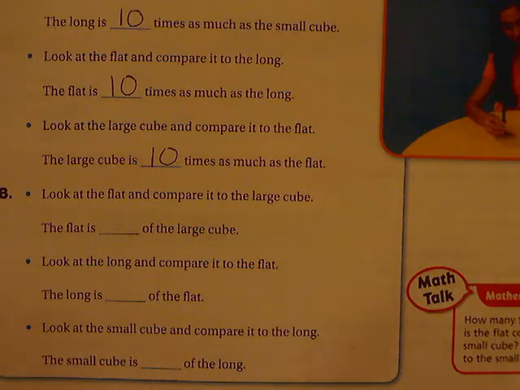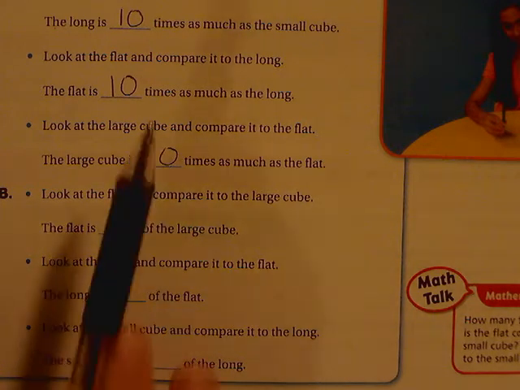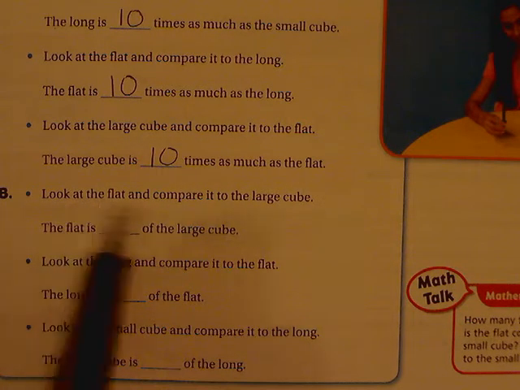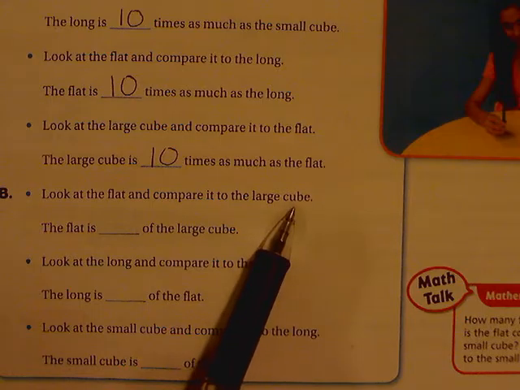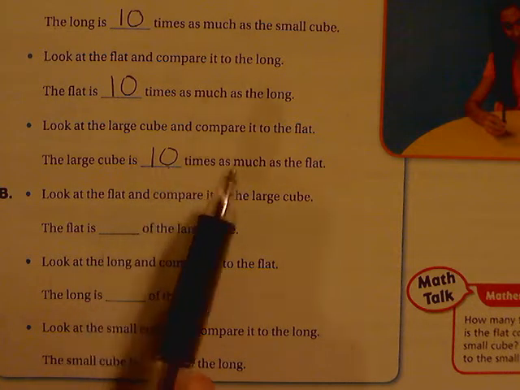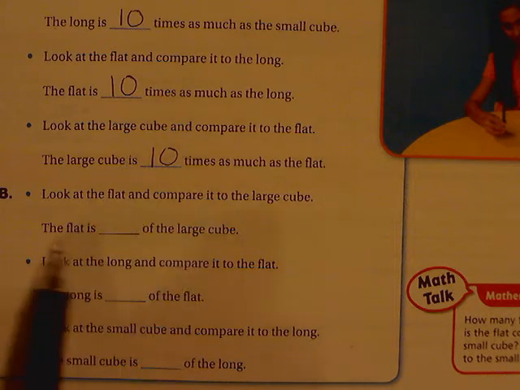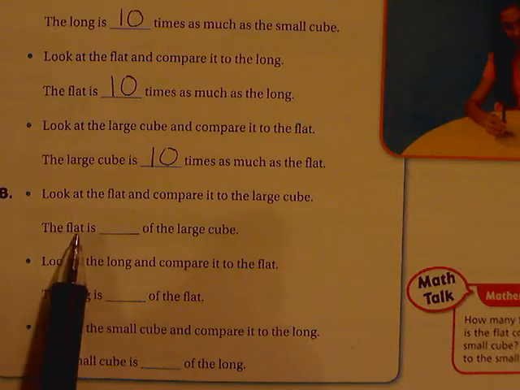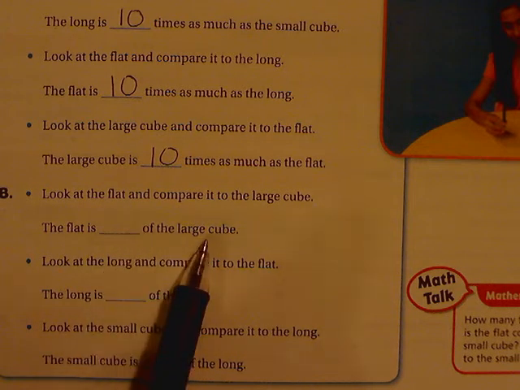Well, what happens when we're moving from a higher place value down to a lower place value? That's what we're going to be looking at in section B. If I were to look at the flat and compare it to the large cube, again, my flat is worth 100 and my large cube is worth 1,000. We learned up top that to get from the flat to the large cube, it's 10 times as much. Well, what happens about the flat? So the flat is blank of the large cube.